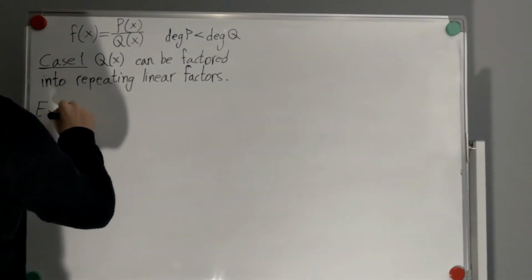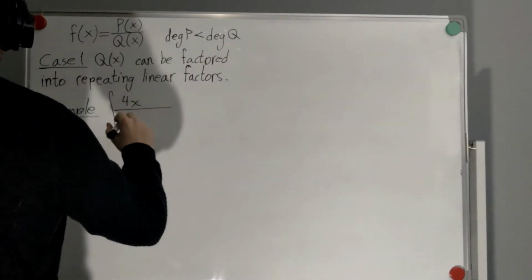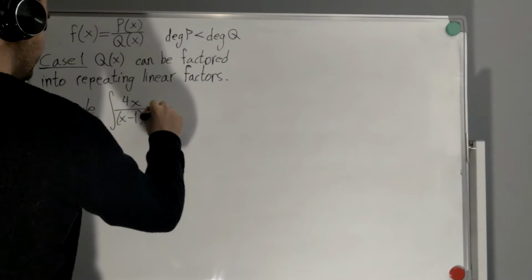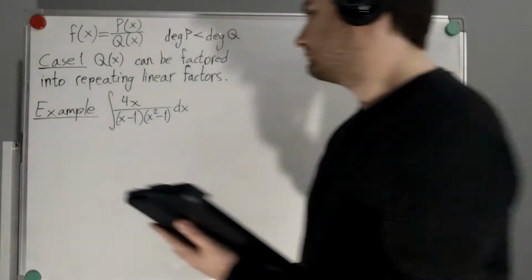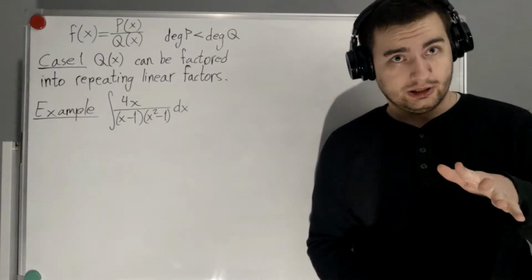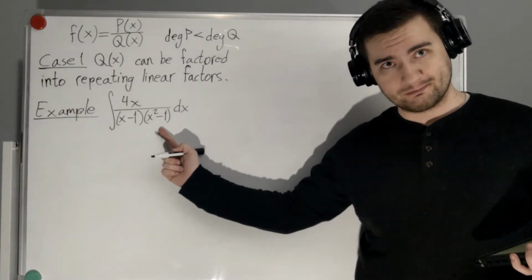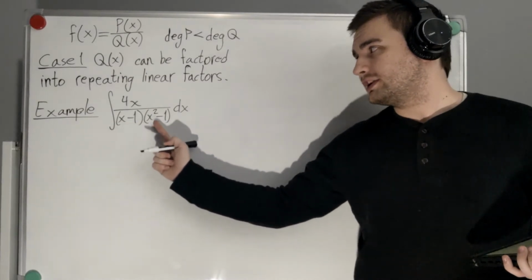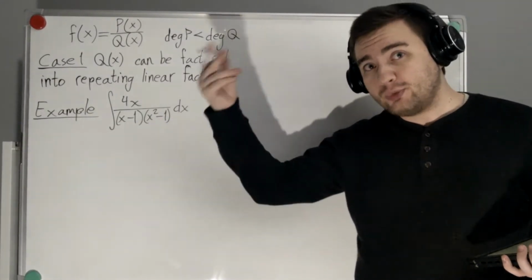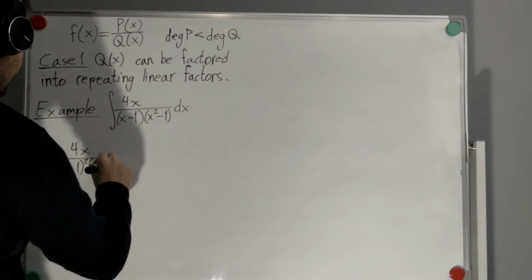Let's look at an example. Let's suppose we're trying to evaluate the indefinite integral of 4x divided by x minus 1 times x squared minus 1 dx. All right, well, our first step is going to have to be to factor the denominator completely. And this is not completely factored because x squared minus 1 can be written as x minus 1 times x plus 1. Then you have x minus 1 times x minus 1 times x plus 1, which is just the same as x minus 1 squared times x plus 1. So what we're actually looking at is 4x divided by x minus 1 squared times x plus 1.